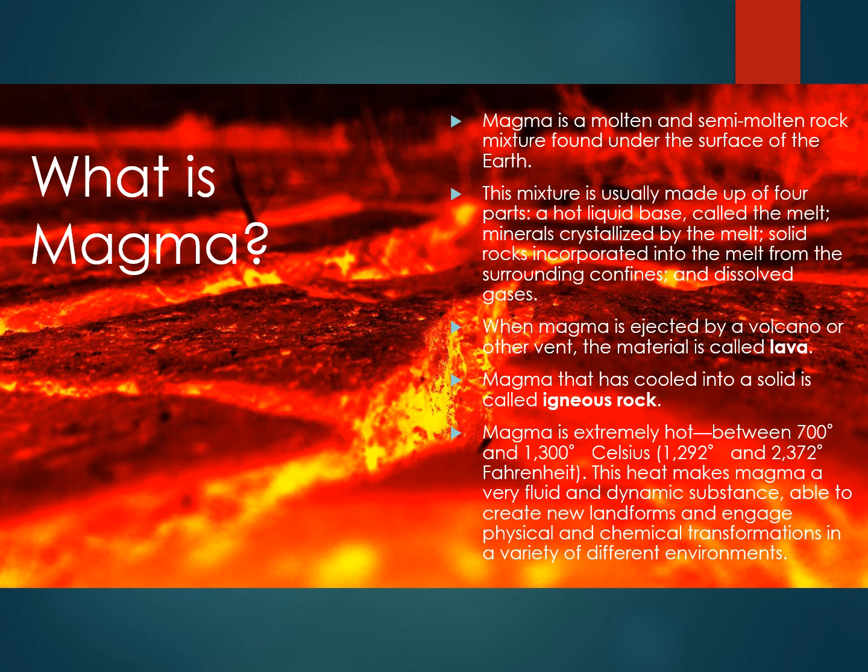Magma is extremely hot, between 700 degrees to 1,300 degrees Celsius. This heat makes magma a very fluid and dynamic substance, able to create new landforms and engage in physical and chemical transformations in a variety of different environments.